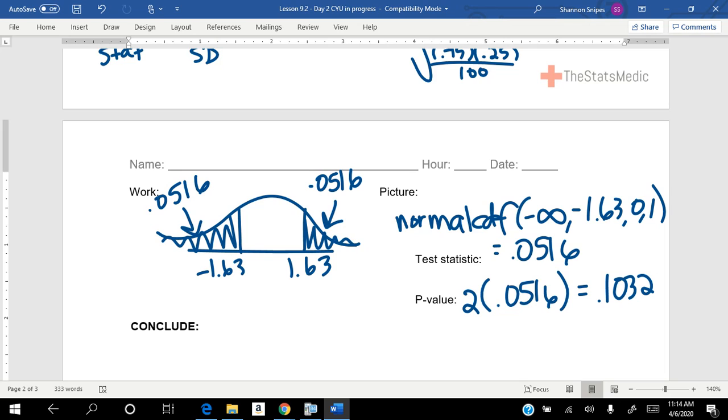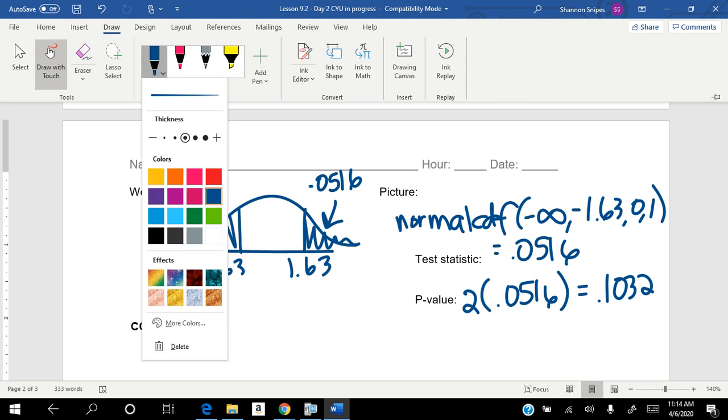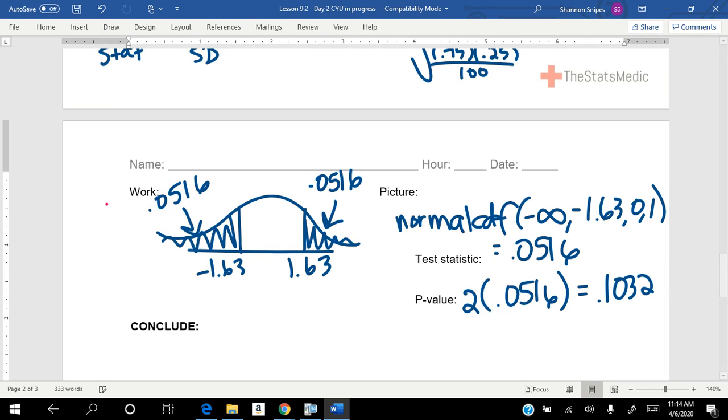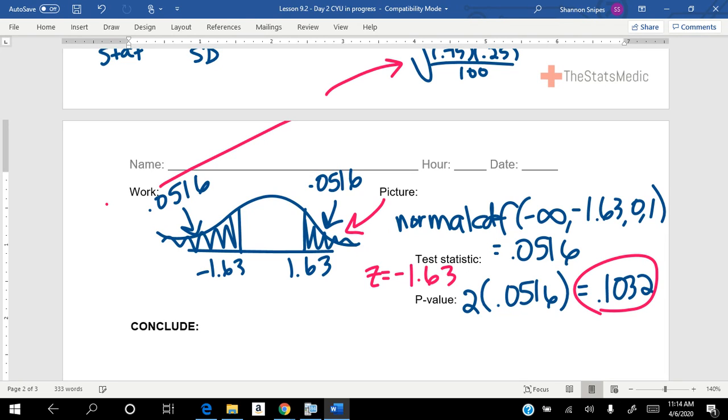Now, I got kind of mixed up from my labels. So my work was actually, let's change the color here. So the work was actually right there. Your test statistic is Z equals negative 1.63. This is your p-value. So of course, then your picture's right here. So I got a little mixed up with the labeling, but that's because I write too big.